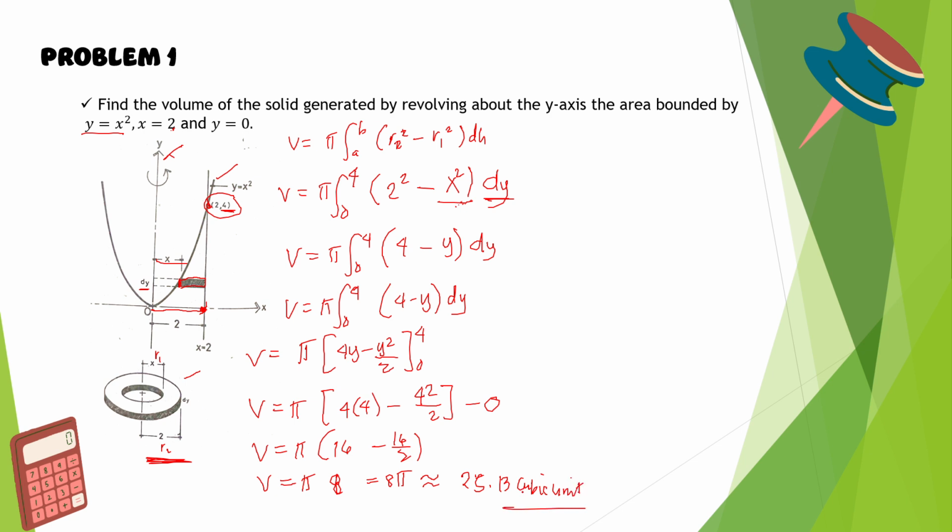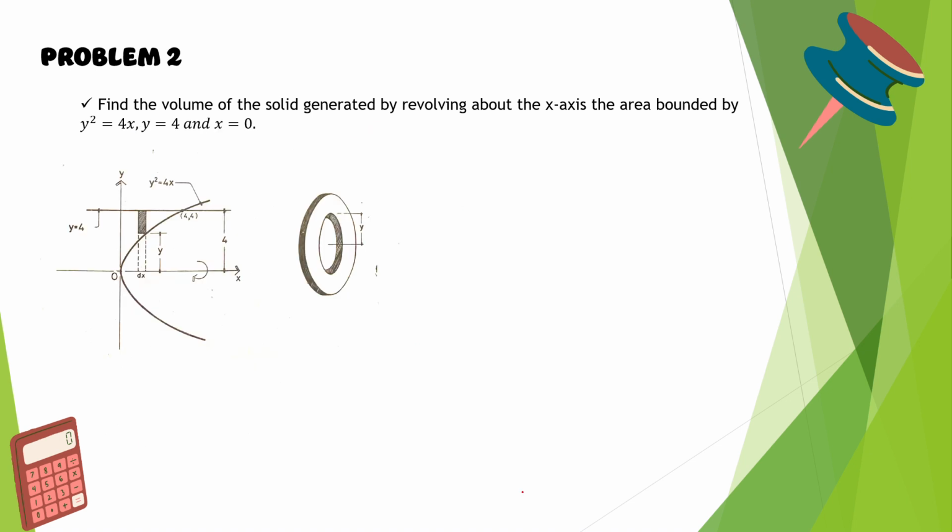Okay, that's problem number 1. So let's proceed with problem number 2. Find the volume of the solid generated by revolving about the x-axis the area bounded by y squared is equal to 4x, y is equal to 4, and x is equal to 0. If we're going to illustrate this, the function is y squared equals 4x, and we need to get the area bounded here.